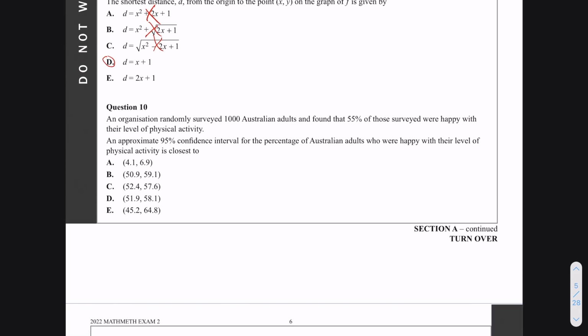An organisation randomly surveyed 1,000 Australian adults and found that 55% of those surveyed were happy with their level of physical activity. So, a 95% confidence interval for the percentage of Australians who are happy with their level of physical activity. Looking at the answers, we only really need to check one side because they're all different. So if we get one side, then we've gotten the answer. So I'll just go to my CAS.